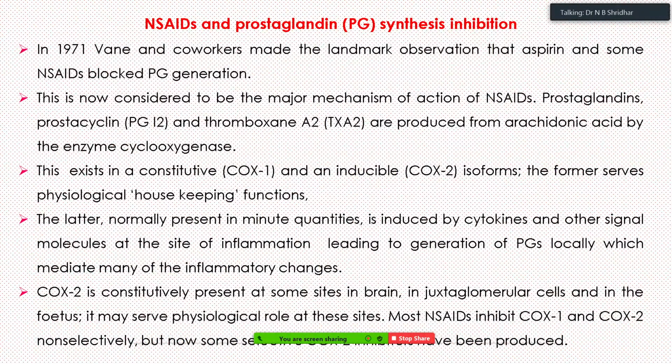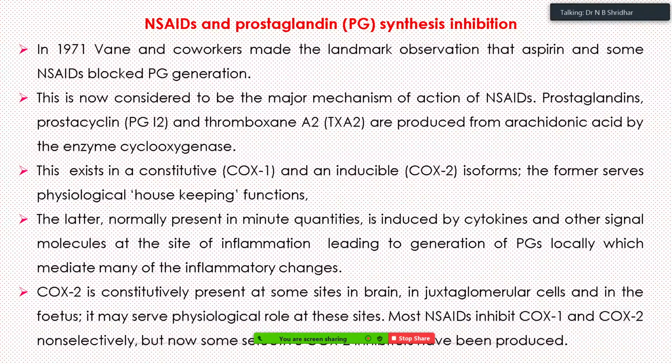Coming to the chapter NSAIDs and prostaglandin synthesis inhibition. In the earlier chapter on NSAIDs, we learnt that the cyclooxygenase pathway leads to the production of prostaglandins and also thromboxane A2 and leukotrienes. All these are inflammatory mediators. In 1971, Vane and co-workers made the landmark observation that aspirin or acetylsalicylic acid and some NSAIDs blocked prostaglandin generation. This is now considered to be the major mechanism of action of the non-steroidal anti-inflammatory agents. The prostaglandins, prostacyclin and thromboxane A2 are produced from arachidonic acid, which is a lipid-derived autacoid, by the enzyme cyclooxygenase.